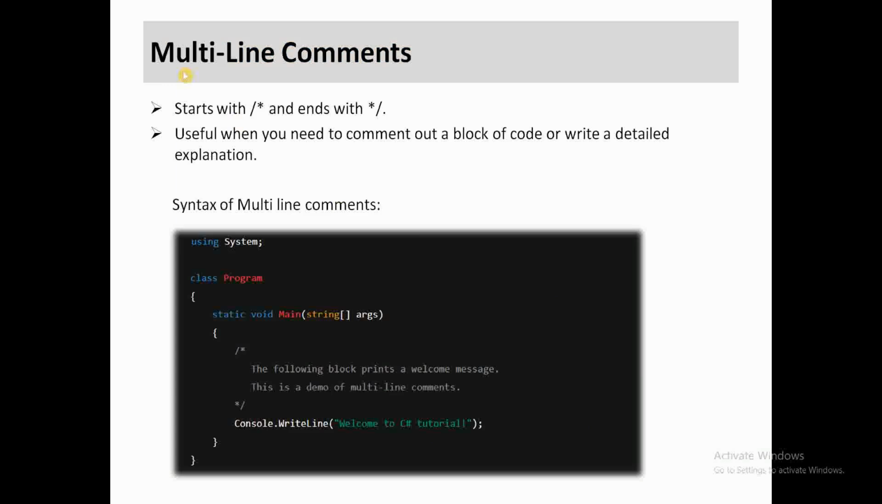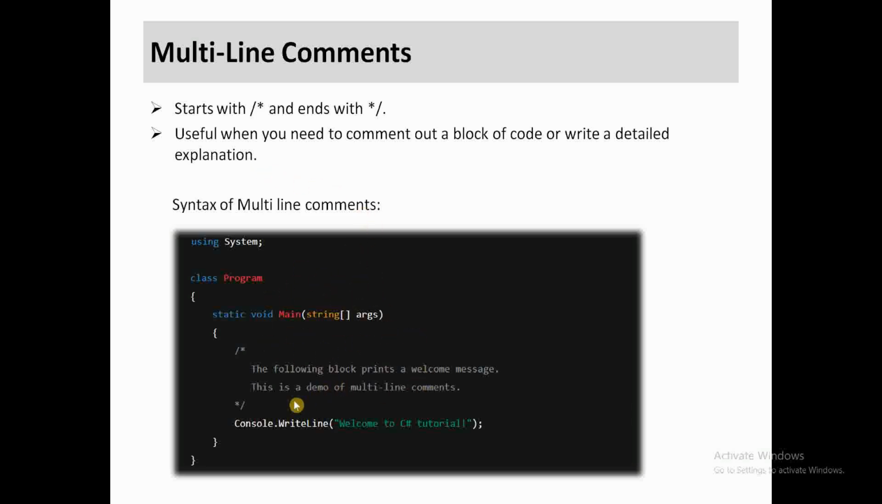Next one we have multi-line comments. It starts with a forward slash, then an asterisk sign, and then our text, and at the end we have to put an asterisk sign and then a forward slash. This is the format or syntax for multi-line comments. It is useful when you need to comment out a block of code or write a detailed explanation. So here is the example of multi-line comments.